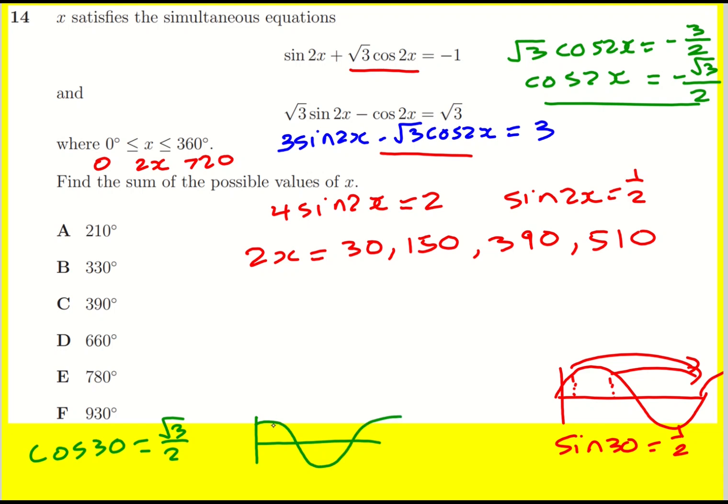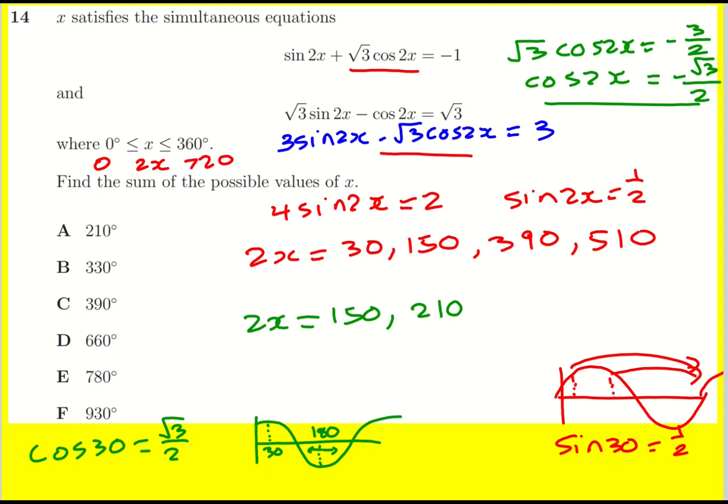I can see that I've gone 30 away from the peak. So if I go to the minus peak where it's minus 1, if I go 30 either side here, I will hit minus root 3 over 2 as well. So that is at 180, and therefore I'm going to get 2x is equal to 150 or 210.